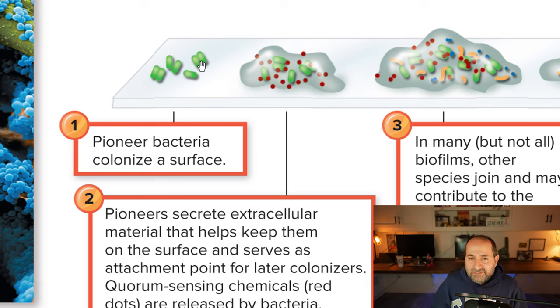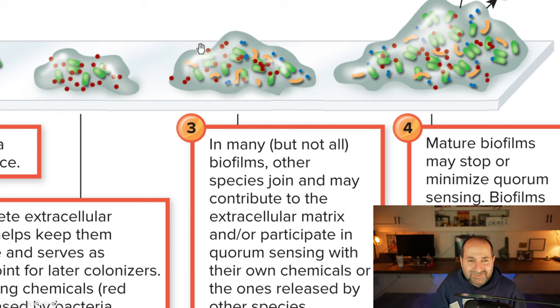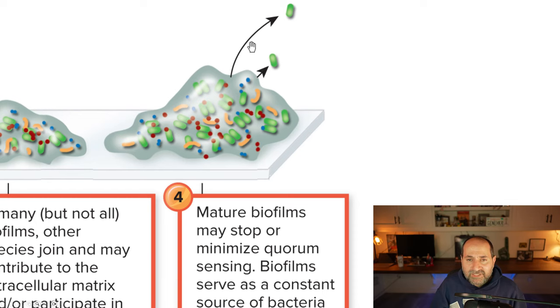Each bacteria releases this quorum sensing molecule. Once the quorum sensing molecule builds up to a high enough concentration, then it triggers the formation of the goo. It triggers the formation of the extracellular matrix, this sugary proteinaceous matrix, which then allows other organisms to help colonize this biofilm, and the biofilm matures. A mature biofilm may stop or minimize quorum sensing. And then at that point, other bacterium can go planktonic again, and they could spread and start another biofilm as well.